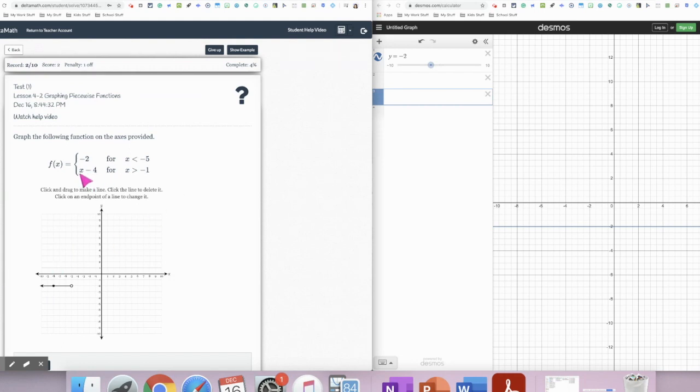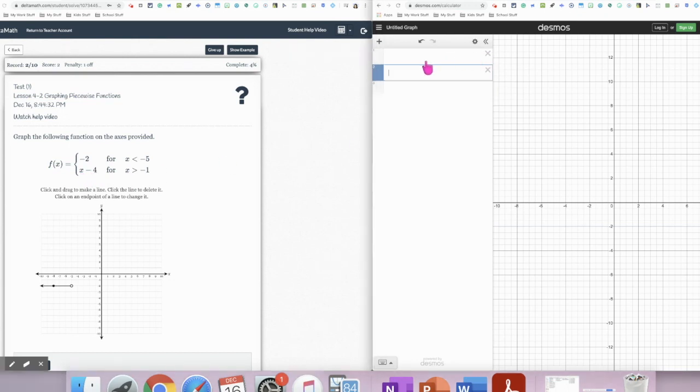Second piece here, we have x minus 4. Let's get rid of this. X minus 4, but we want from x is greater than -1. So I'm going to get my table. Greater than -1, I have some values here, so I just use those as well. So we are starting at x is -1, -5.